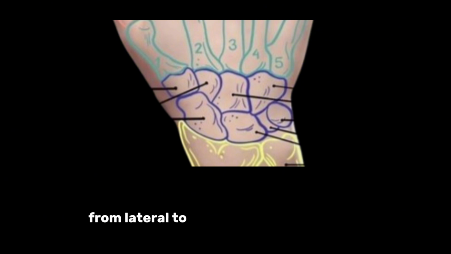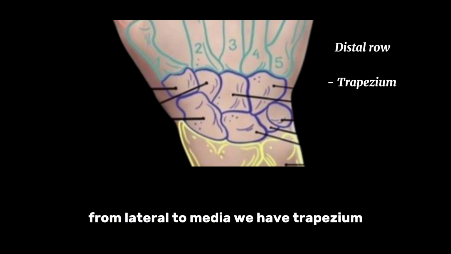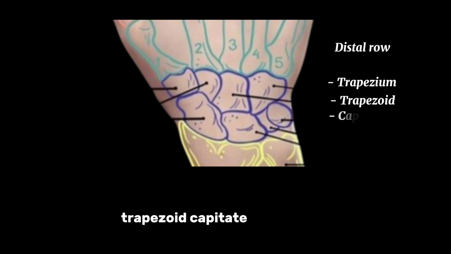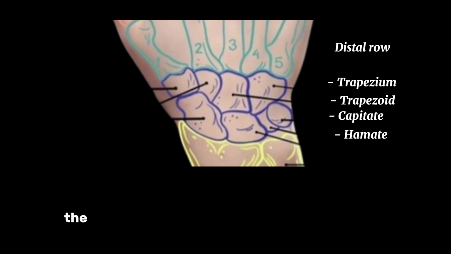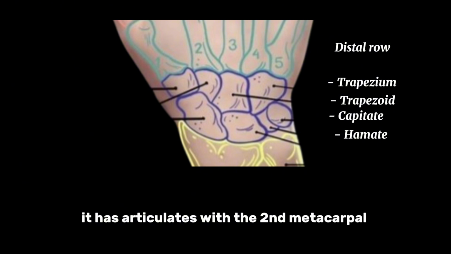From lateral to medial, we have trapezium, trapezoid, capitate, and hamate. Now, the trapezium supports the thumb and it forms the carpometacarpal joint, which is the CMC joint. And then the trapezoid is the smallest of the distal row bones. It articulates with the second metacarpal.